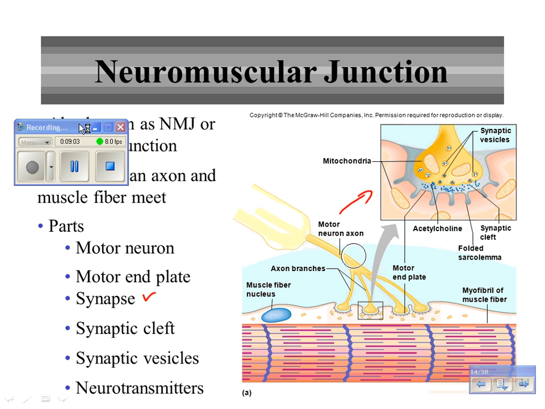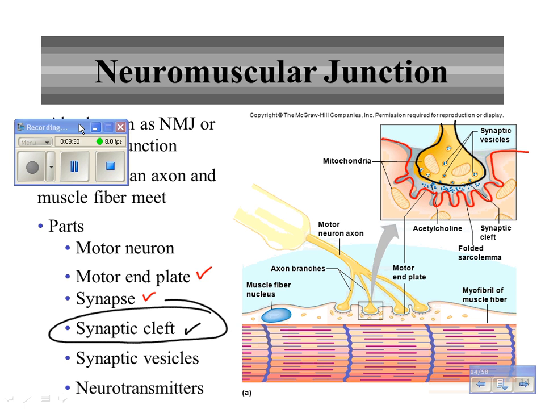The motor end plate itself, if you take a look where it's zoomed in, is actually found on the muscle cell. And note, as you can see in this particular synapse or neuromuscular junction, the neuron does not even touch the muscle itself. There's a little space in between, and that space is called the synaptic cleft.